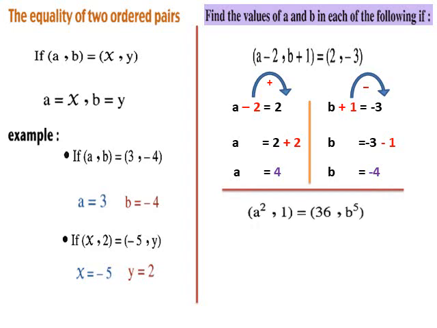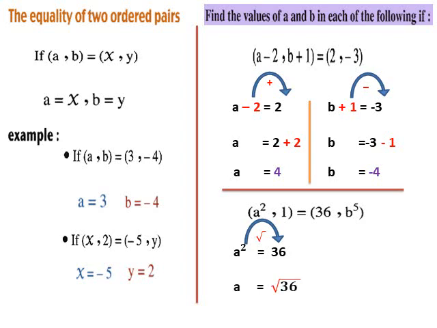What about the next? I have here (a^2, 1) and in the other ordered pair (36, b^5). In the first projection I have a power 2, and in the other ordered pair the first projection is 36. So what I will do: the first one, a^2 equals 36. If I have a power here and I want to go with it to the other side, the inverse operation for a power is a root. I have power 2, so it becomes a square root. So a is equal to the square root of 36.